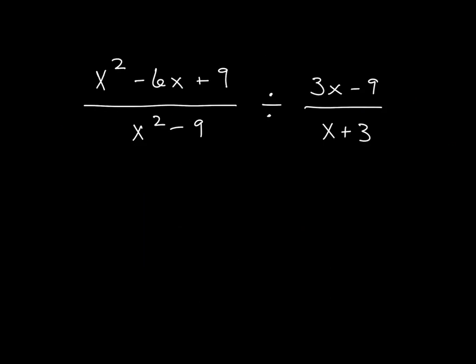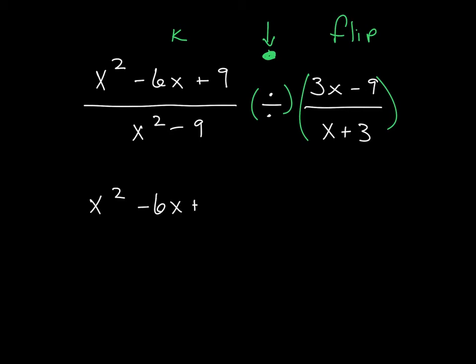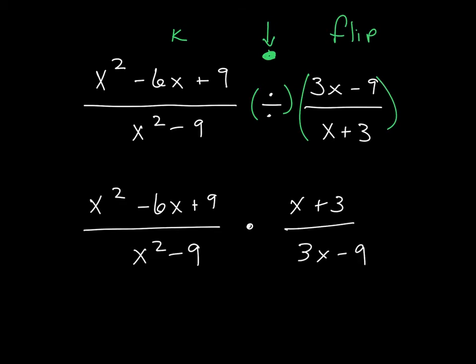All right, so let's go ahead and divide these two rational expressions. When you are dividing, the first fraction will stay the same. Keep that one the same. Then you want to take the division sign and change it to multiplication. And then finally, you want to flip this, take the reciprocal. When I do that, I am left with x squared minus 6x plus 9 all over x squared minus 9 times x plus 3 over 3x minus 9.